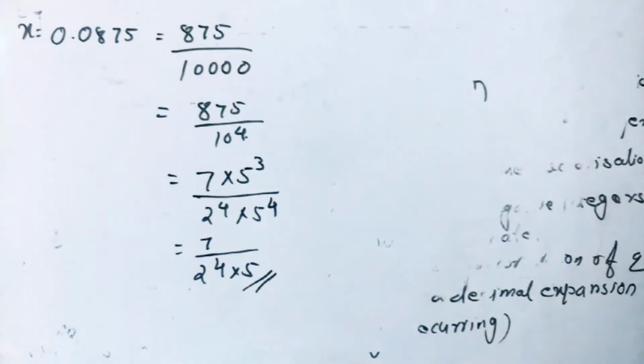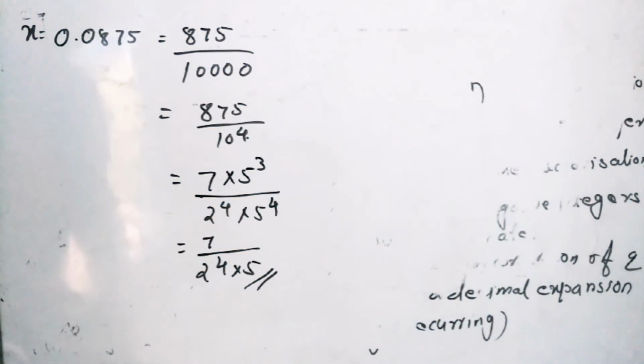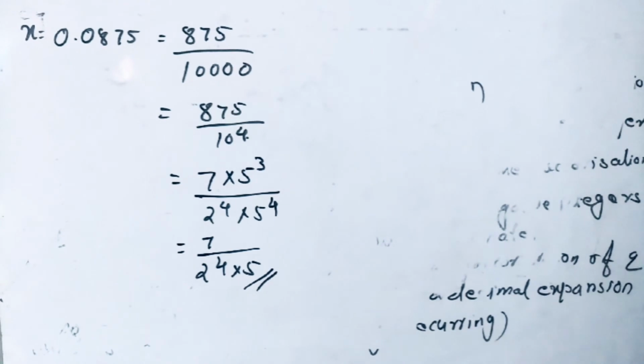So if the decimal expansion is given, then we can find out the p by q form. If the p by q form is given, then we can find out the decimal expansion. And if you want to find out the decimal expansion, just use that theorem and check whether q is of the form 2 raised to n into 5 raised to m. If q is of the form 2 raised to n into 5 raised to m, then we can confirm that our decimal expansion terminates. Okay.